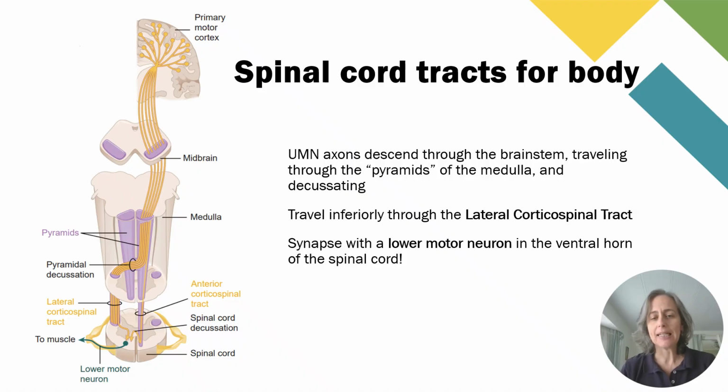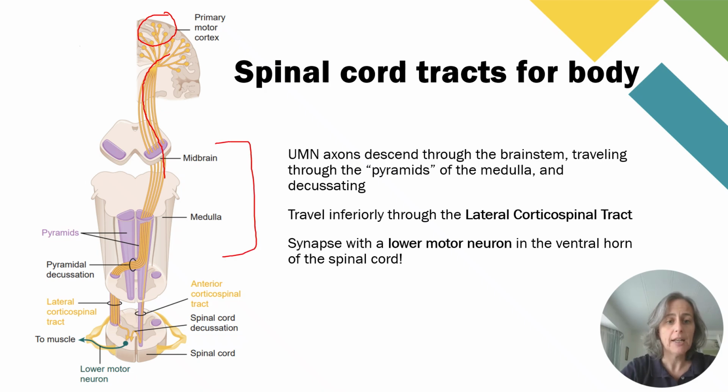So what about for the rest of the body? So not just the head and the neck, but the whole rest of the body. So we have up in the primary motor cortex, the upper motor neurons. Those axons are going to descend down out of the brain through the midbrain. So this whole region here is the brainstem, right? Through the midbrain into the medulla, through structures that are called the pyramids. And then they decussate, they cross to the other side, and then descend down through the spinal cord through what is called the lateral corticospinal tract, because they're in those lateral columns.